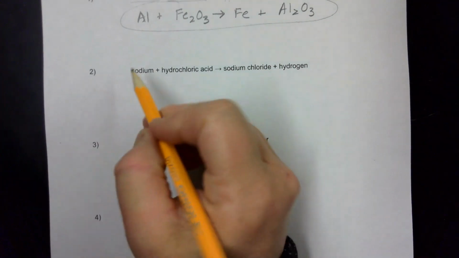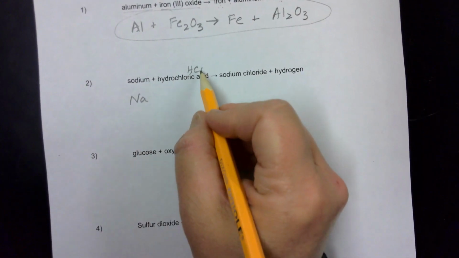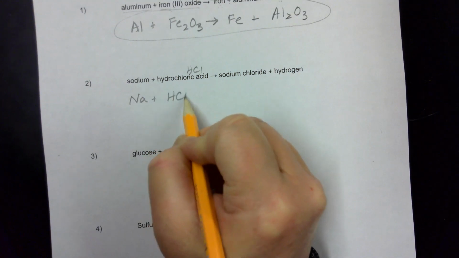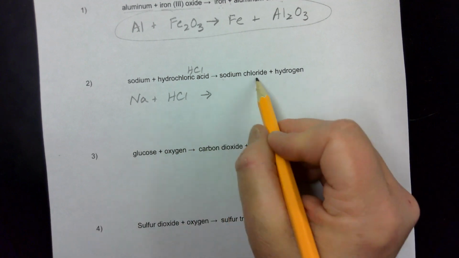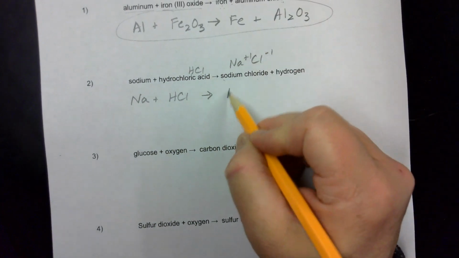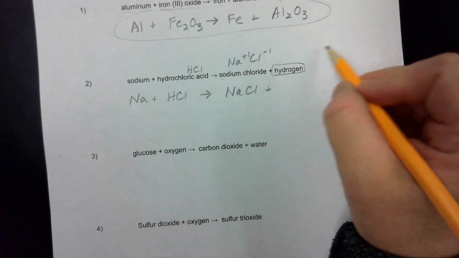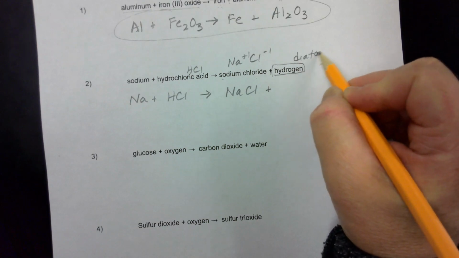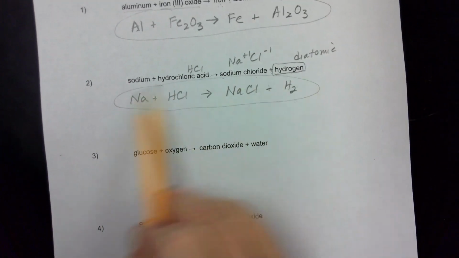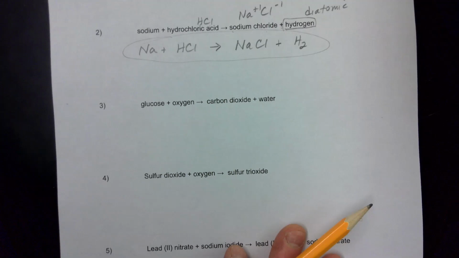Let's try number 2. Sodium. Sodium is Na. Hydrochloric acid, I wouldn't expect you to know that one just yet, so I'll tell you that hydrochloric acid is the formula HCl. Don't forget to bring down all your plus signs. So Na plus HCl. Turning into sodium chloride. Now you might already know sodium chloride, but we know the formula is a plus 1 minus 1, so that's why sodium chloride is just NaCl. Plus hydrogen. Now hydrogen is one of those elements that is a diatomic. So whenever this element is written all by itself, it has to be diatomic. Again, this is not balanced, but that's not the point of this exercise. The point is to just translate the word equation into chemical symbols and a chemical equation format.